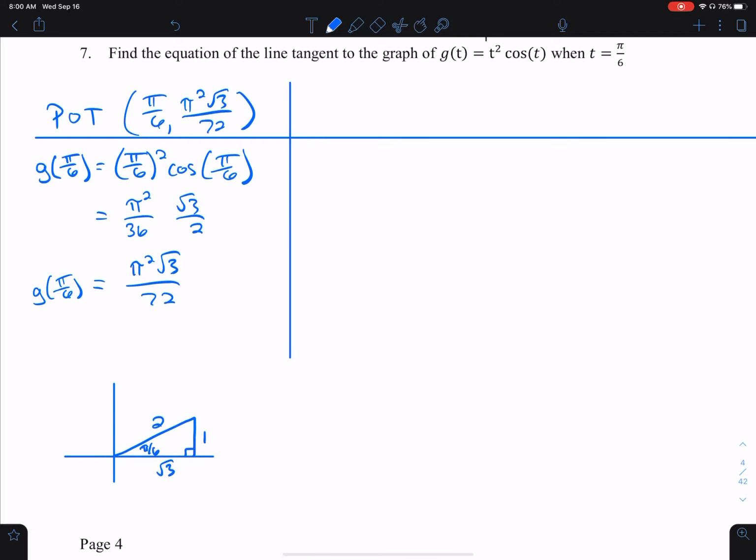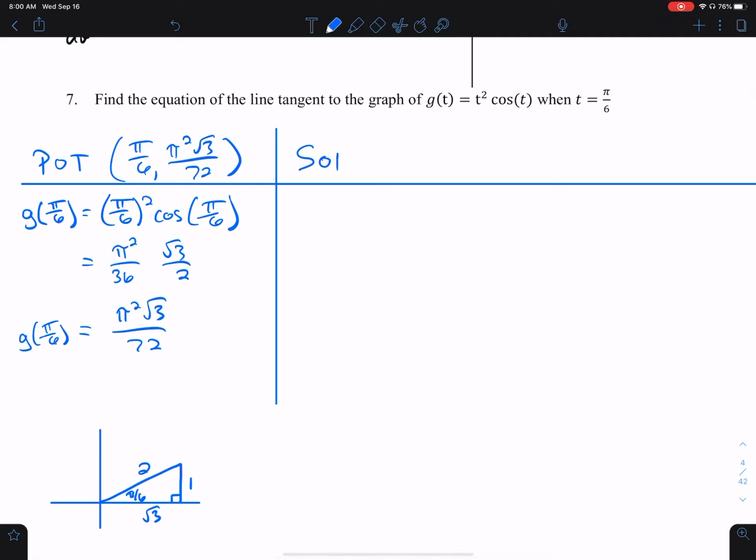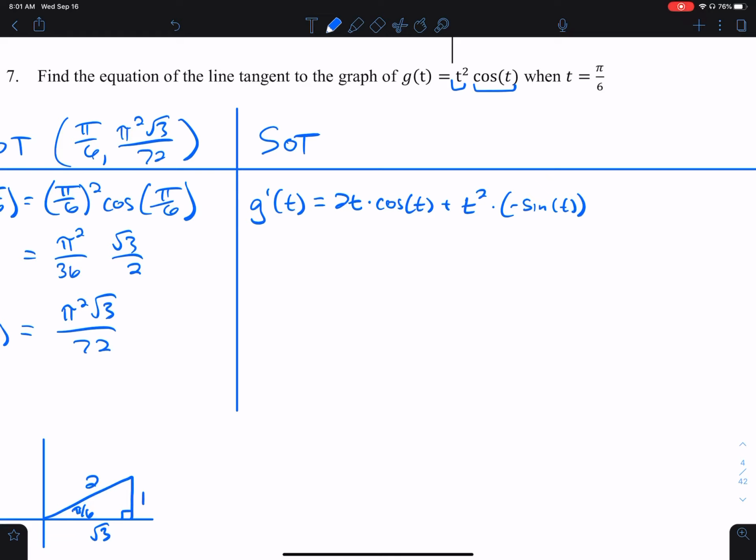What about the slope of tangency? Well, we got to find the derivative of g. This is the product rule. So we got to take the derivative of the first function, that's 2t, times the second, plus the first function times the derivative of the second, the derivative of cosine, which is negative sine. We can clean this up just a little bit and make this 2t cosine of t minus t squared sine of t. We could factor the t out, but that's not going to be helpful in this case.